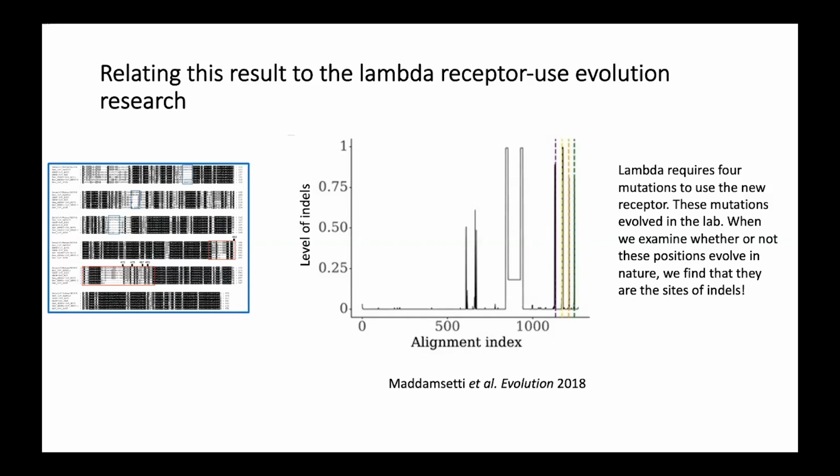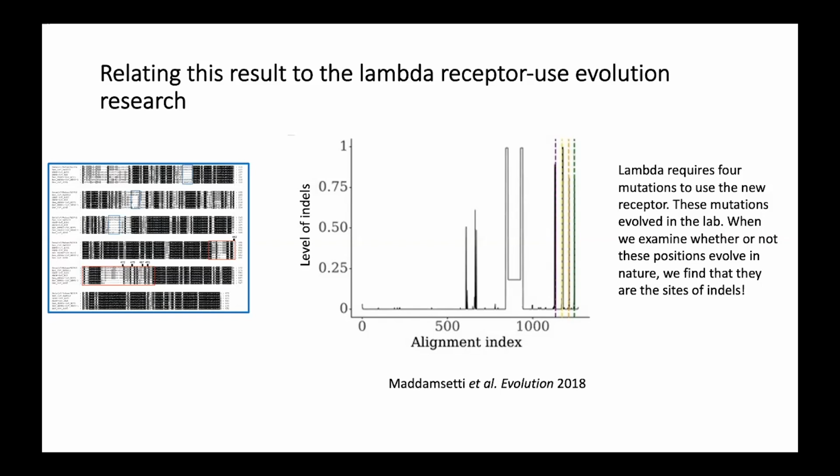And so we asked the question: okay, this is what happened in the lab, but does this inform anything about what happens in nature? Would these mutations also arise in nature? Do they arise in nature, and do they cause host range shifts in nature? What we did is we looked at genetic variation in the J protein in natural isolates of lambda.